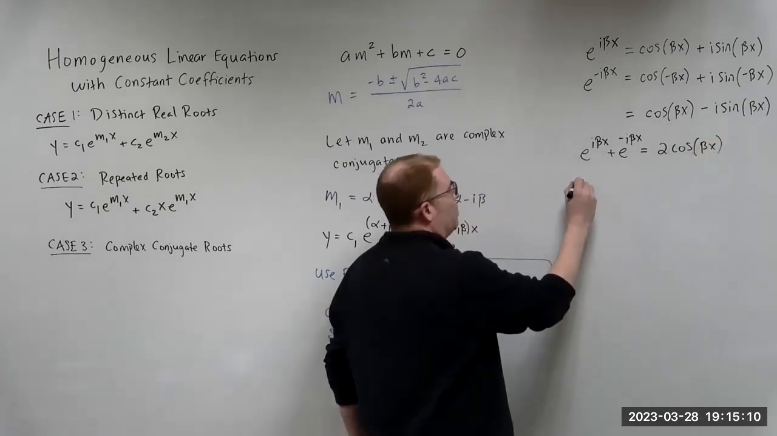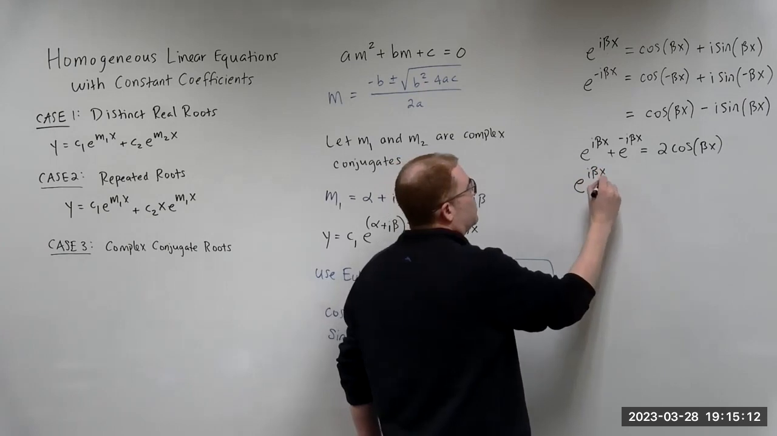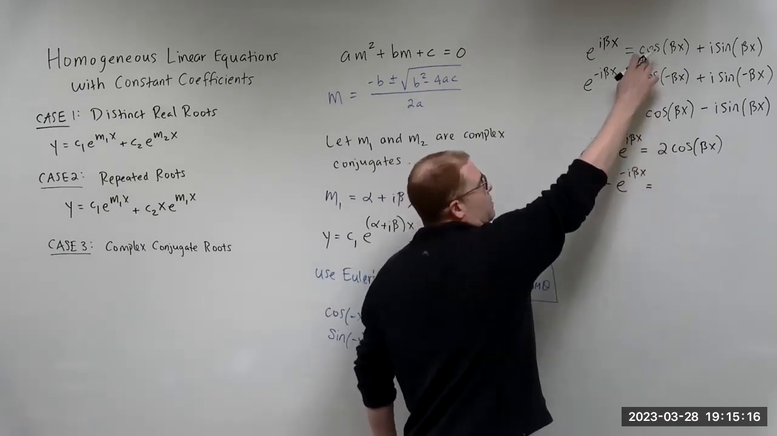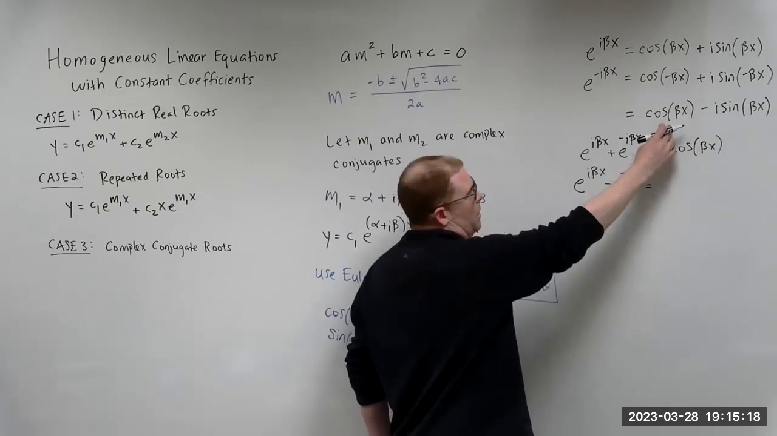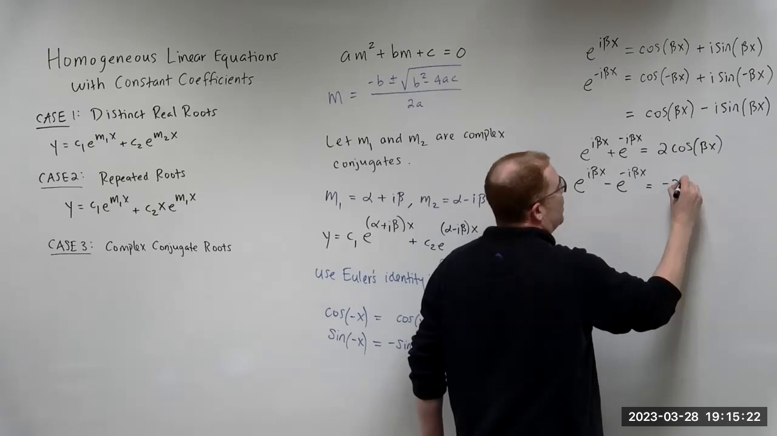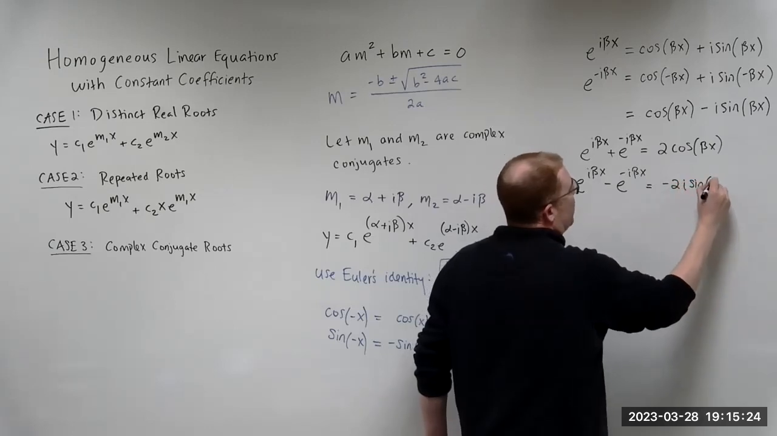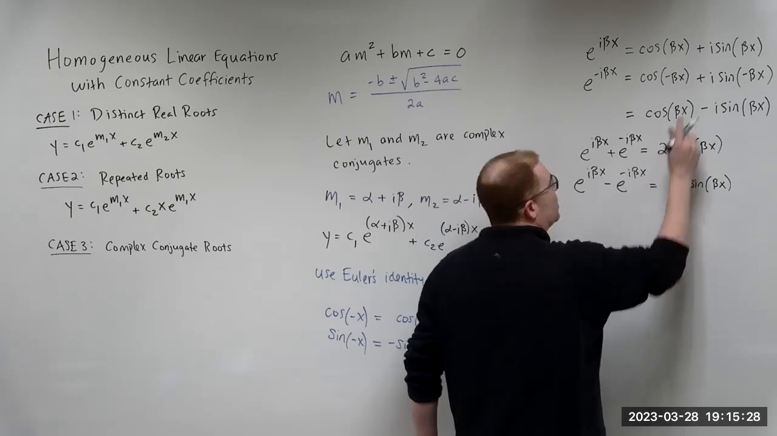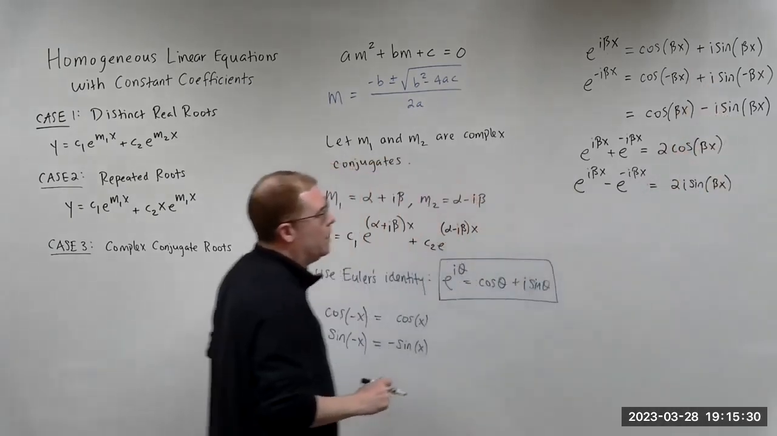And then likewise, if we take the difference, so this minus this, the cosine terms will drop out. And so then you're left with minus 2i sine beta x. Actually, sorry, positive there. So this minus this. Okay, so we get 2i sine beta x.